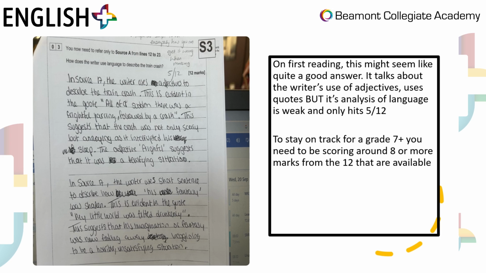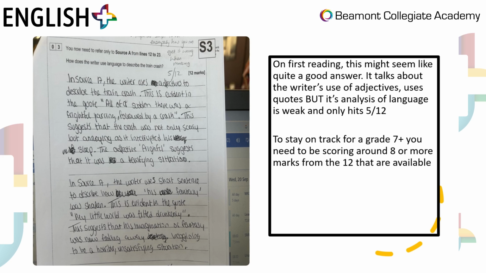Secondly, the writer uses short sentences to describe how his fantasy was shaken. This is evident in the quote, "my little world was tilted drunkenly." Again, this suggests that his imagination or fantasy was now fading away, turning into a horrible, unsatisfying situation. This is a classic 5 out of 12.